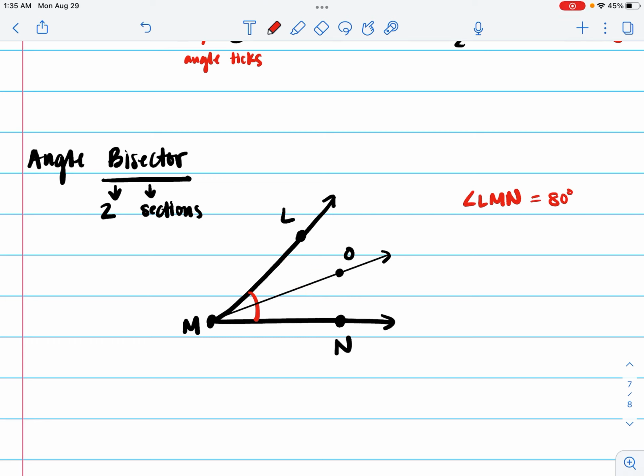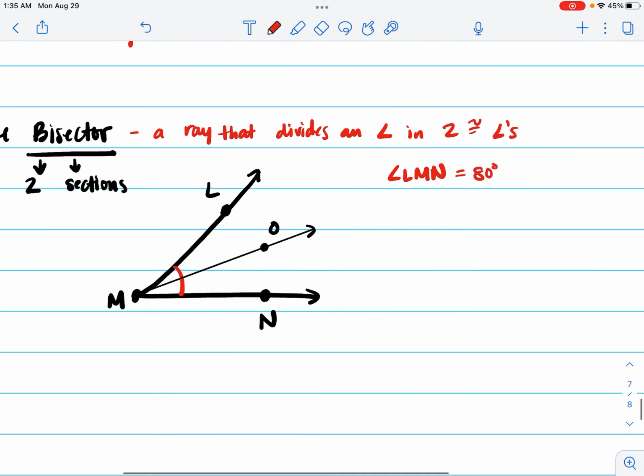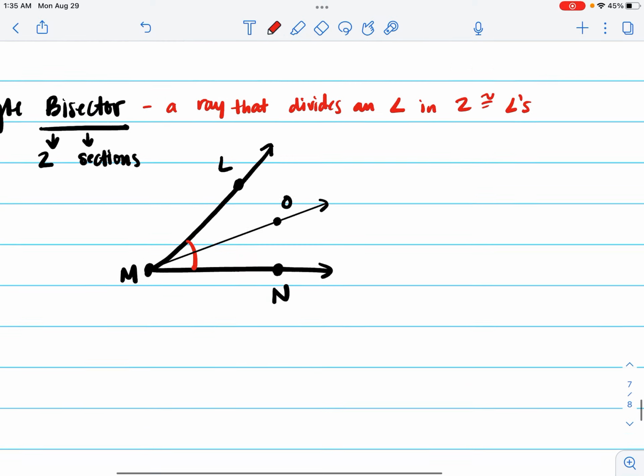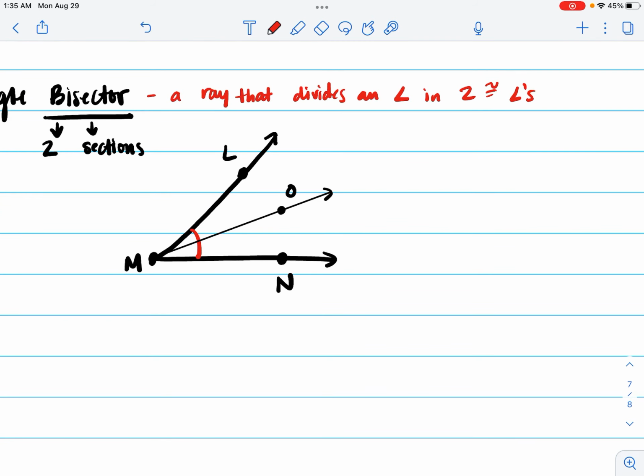So with that said, let's come up with a quick definition for it. An angle bisector is a ray that divides an angle into two congruent angles. So sorry for the shorthand, but it is a ray that divides an angle into two congruent angles.